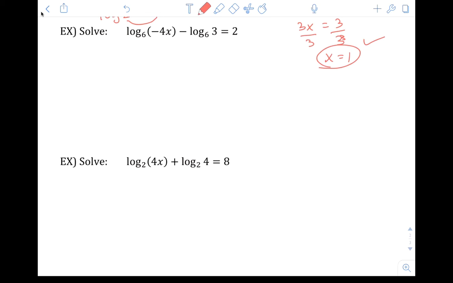Okay, I'm hoping you're starting to catch on. Condense. When you see subtraction, it means division. Negative 4x goes in the top, 3 goes in the bottom. Loop swoop, converting from bay to bia, from logarithmic to exponential form. 6 to the second equals negative 4x over 3.